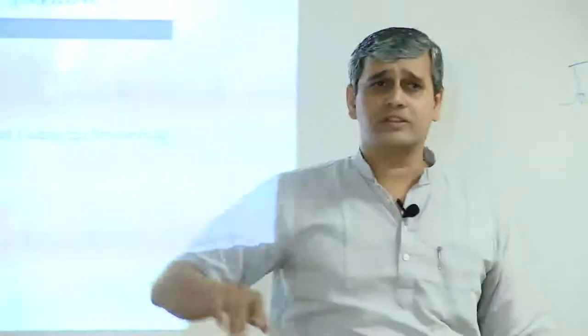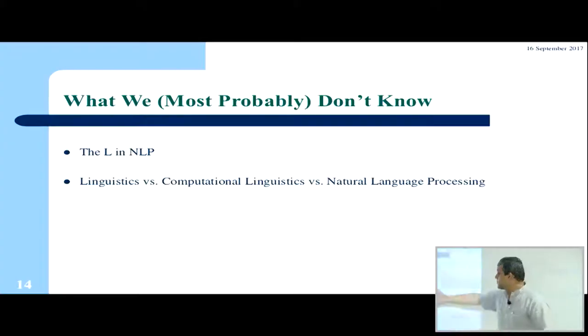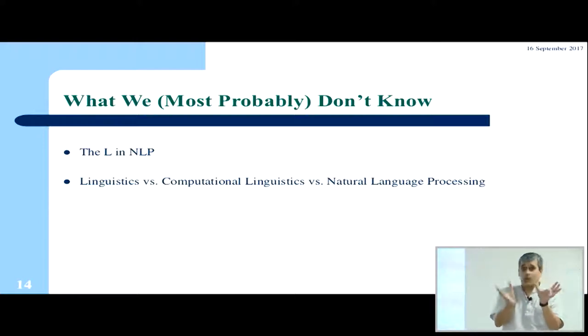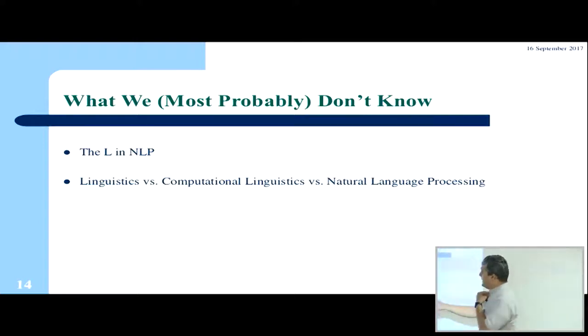Then you have computational linguistics and natural language processing. So CL-NLP, you might come across the word pair, CL/NLP. Well, NLP is actually the engineering part of it. So it's like comparing physics and mechanical engineering. So some aspects of physics.